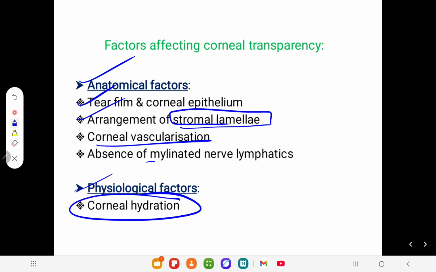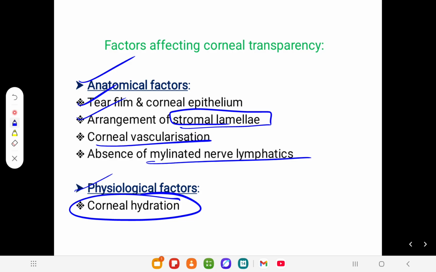And absence of myelination and nerve lymphatics. If cornea has myelinated nerve, then cornea would be less transparent, isn't it? So that's why we have different factors for cornea to be transparent, and it's very important as a student that you understand every factor, and then you can write in your exam and you can explain in your viva. It's very important. What are the role of tear and corneal epithelium?